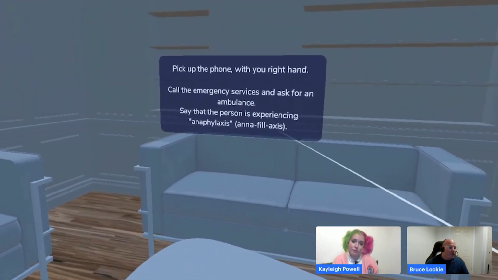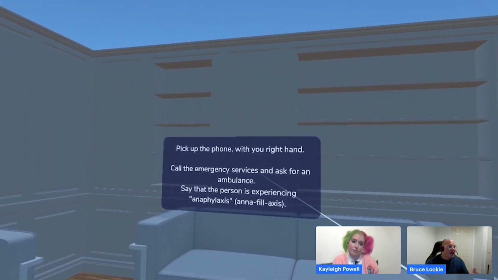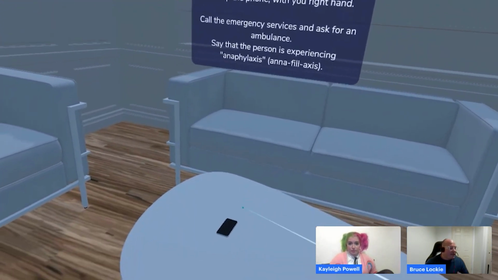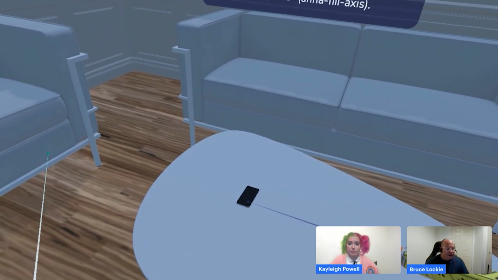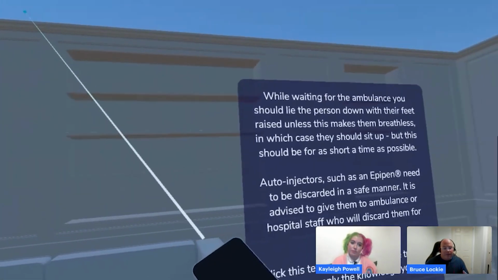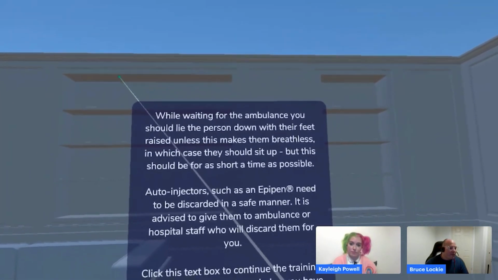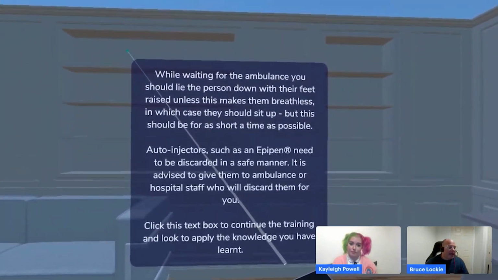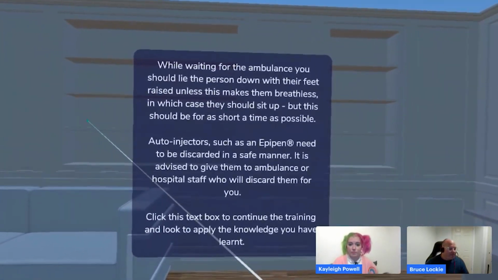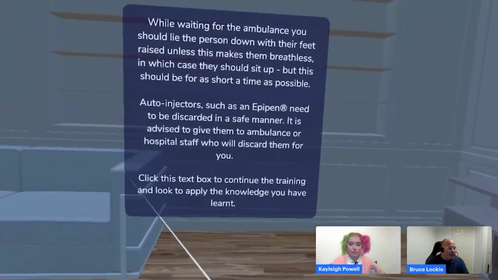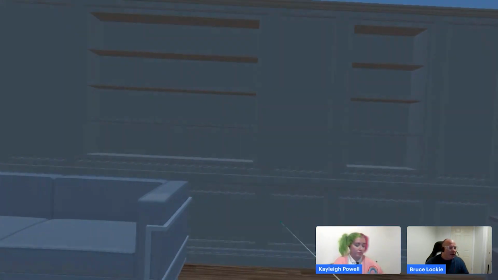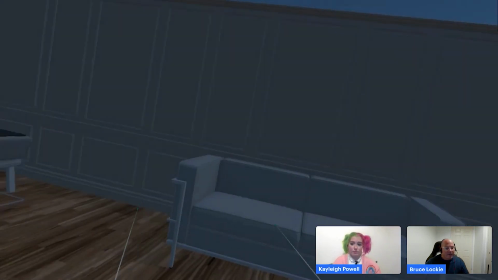And the next bit was to move over and phone the emergency services. Again, another proximity trigger, looking to pick up the phone to call emergency services and tell them somebody is having anaphylaxis. So it was looking at a really nice simple model to stage it and build it up from there. So this has now created another pop-up, so we can see that the phone is in the hand, and it gives information about what you should be doing with somebody who is experiencing anaphylaxis and you've injected with an EpiPen. So here it's looking about discarding, but now we're going to click the box and it's going to take us to the next stage.